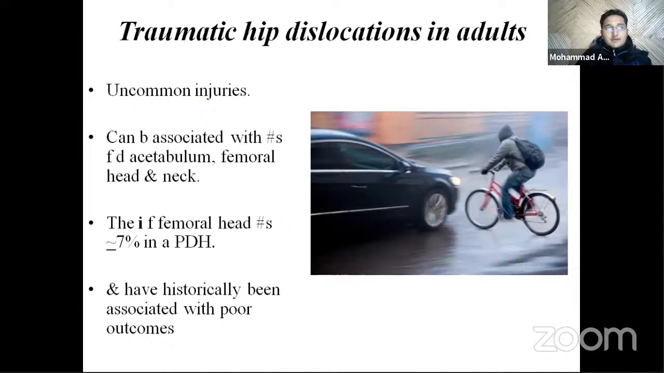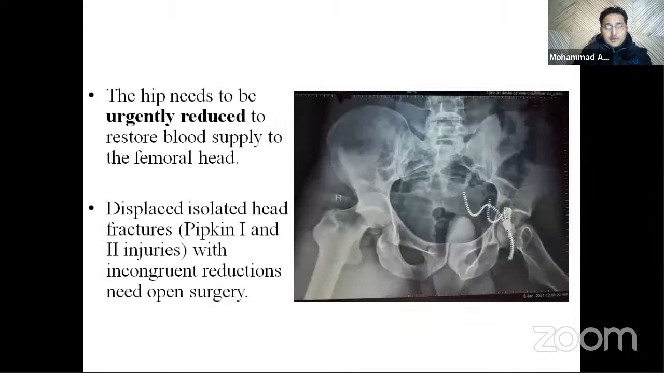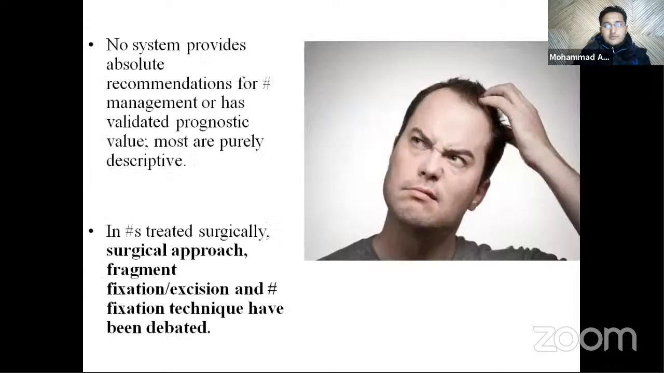So traumatic hip dislocations are very uncommon injuries, but hip dislocations may be associated with fractures of the acetabulum, femoral head and neck. The incidence of femoral head fractures with a posterior dislocation of the hip is around 7%, and they have historically been associated with very poor outcomes. So if we happen to get such a case wherein there is a femoral head fracture and a dislocation of the hip, it needs to be dealt with very urgently so as to restore the blood supply to the femoral head. And displaced isolated head fractures, Pipkin 1 and 2 injuries with incongruent reductions, need open surgery.